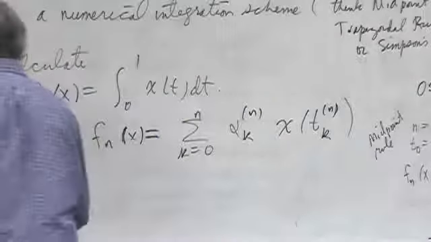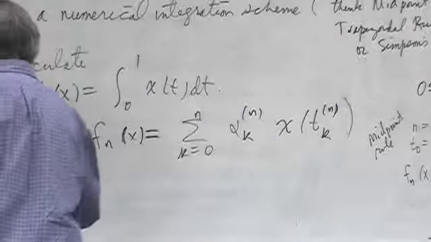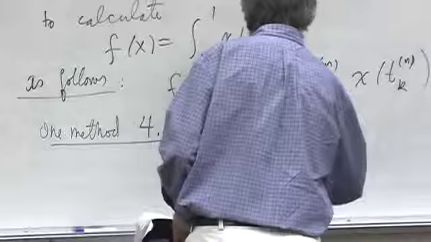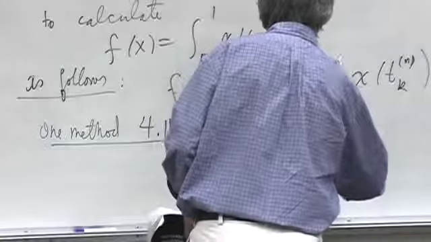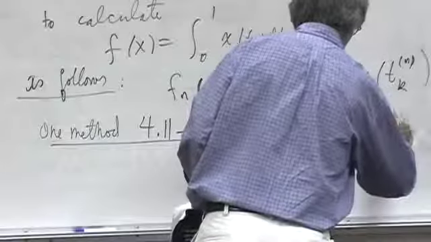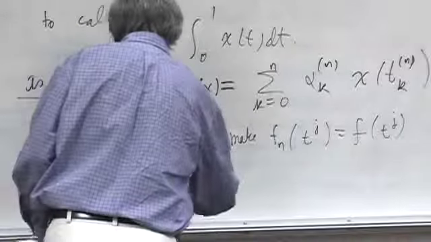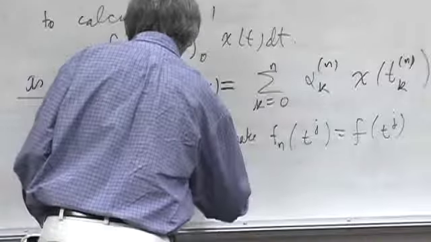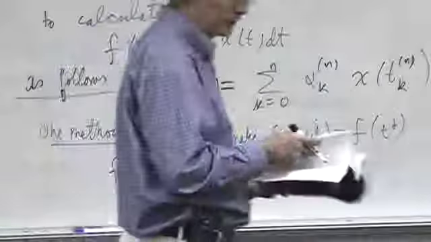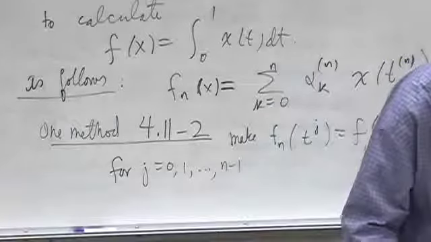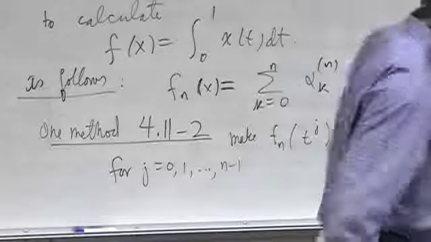So one method that the author produces, which he calls requirement 4.11-2, is to make Fn of t to the j equal f of t to the j, for j equals 0, 1, up to n minus 1. I think that's what he does. Let's see about that. I'm not going to have time to finish that today. J equals 0 to n, I'm sorry.